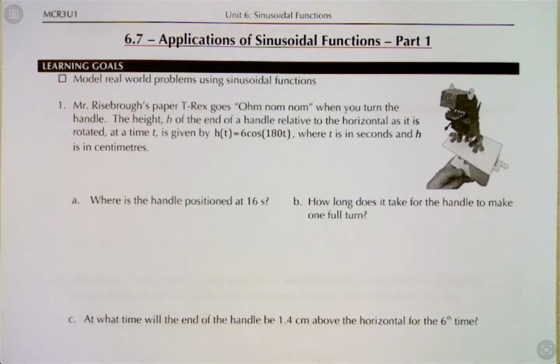Let's start with my paper T-Rex. Mr. Riseborough's paper T-Rex goes nom nom when you turn the handle. The height h of the end of a handle relative to the horizontal as it is rotated at a time t is given by the function h of t equals 6 cos 180t, where t is in seconds and h is in centimeters. Where is the handle positioned at 16 seconds?